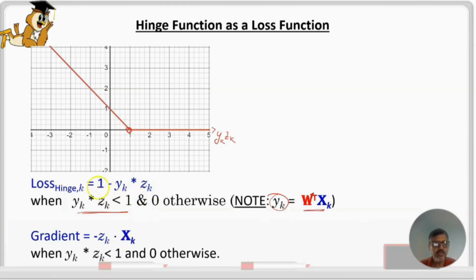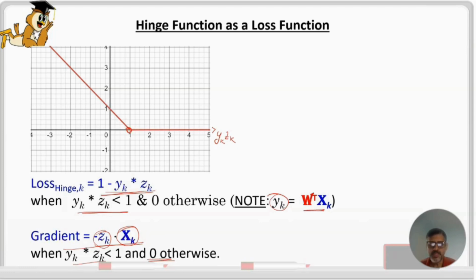And you can actually compute the gradient of this. The gradient of the hinge function is minus zk times xk. Now zk is a scalar, it's either plus 1 or minus 1, and xk is a vector, your kth input vector. So the gradient is this when yk zk is less than 1 and 0 otherwise, of course.